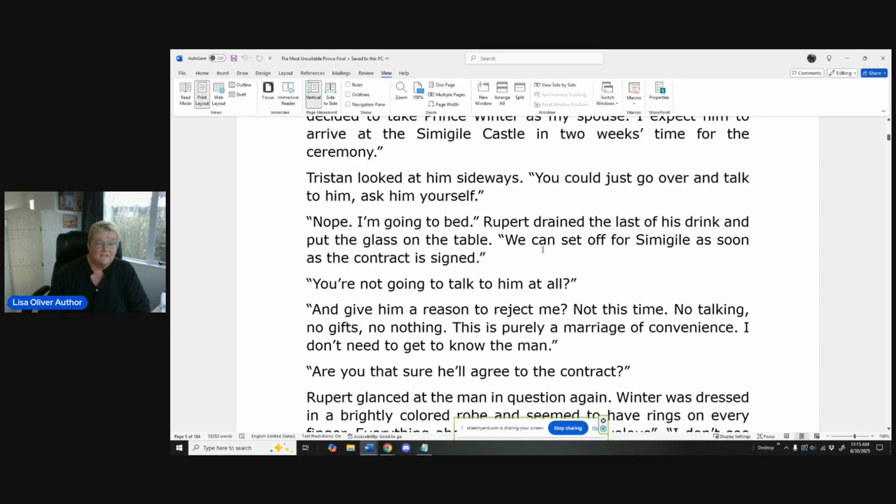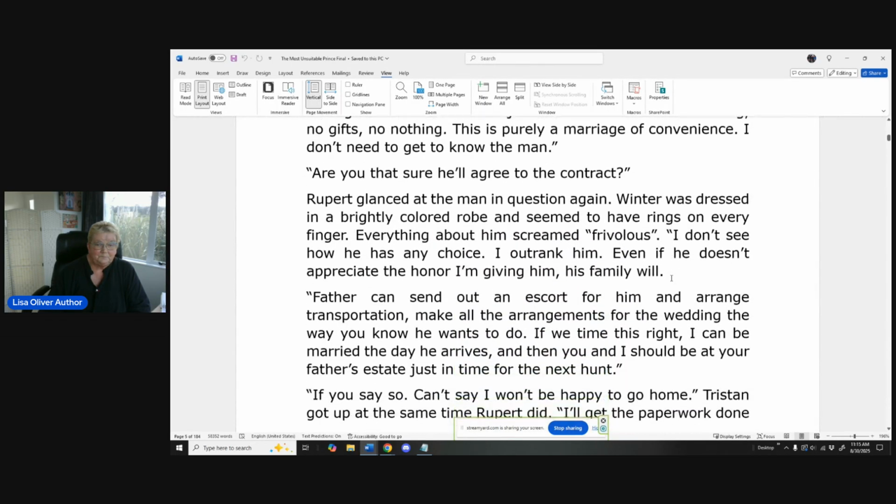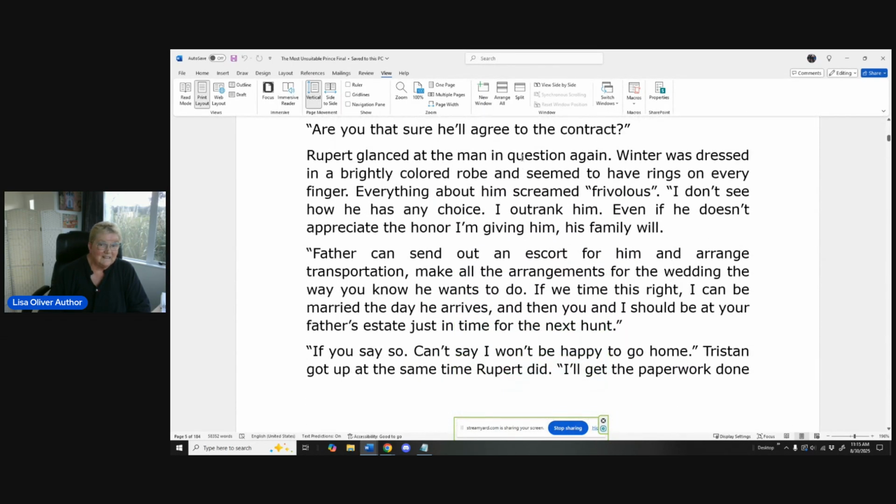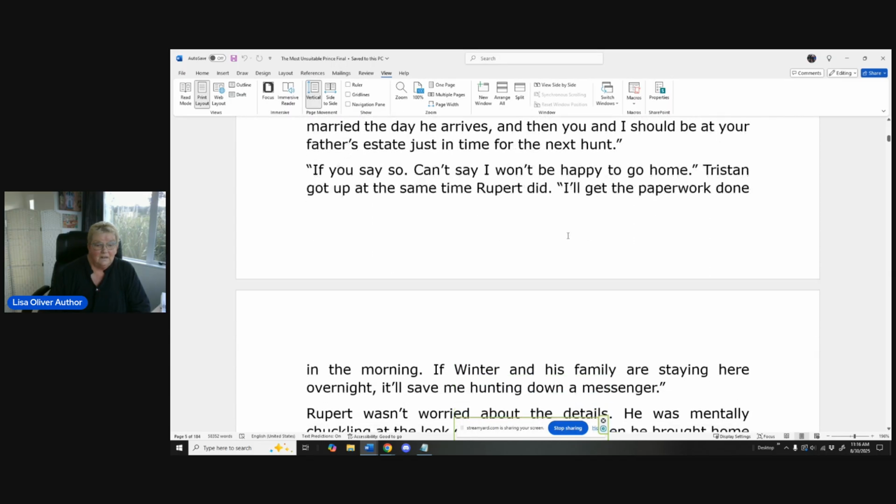And as far as he's concerned, they can head back to Senegal as soon as the contract is signed. And when Tristan does say, well, are you sure he'll agree to the contract? I don't see how he has any choice. I outrank him. Even if he doesn't appreciate the honor I'm giving him, his father will. His family will, rather. And so that's it.